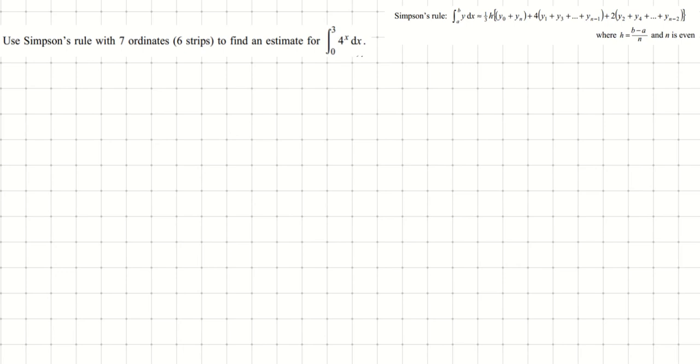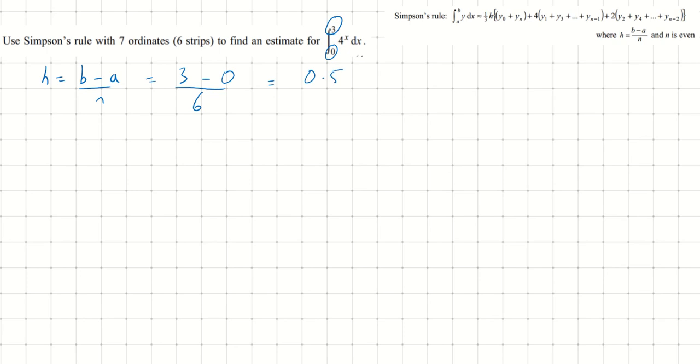The first thing to do whenever we have a Simpson's rule question is to work out h. h is the width of each strip. Well, h is given by b minus a over n, where b is the upper limit of our integral and a is the lower limit, so it's 3 minus 0, and n is the number of strips, which is 6. It's worth noting at this point that Simpson's rule only works if n is an even number. In this case it's 6, so that's fine. And if we do this, we get h is 0.5.